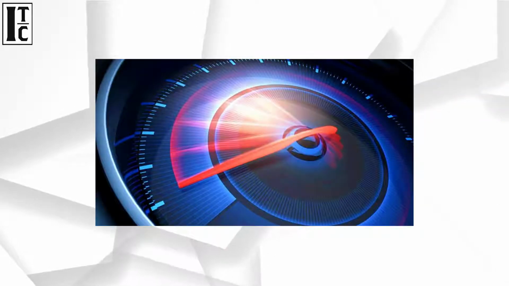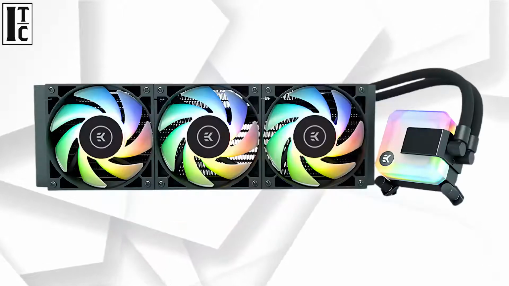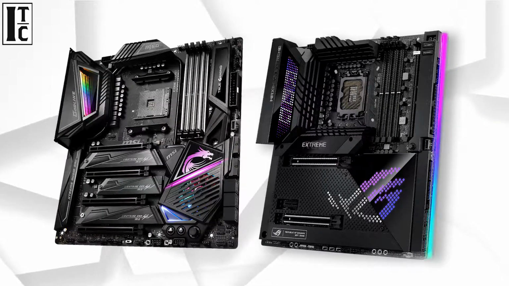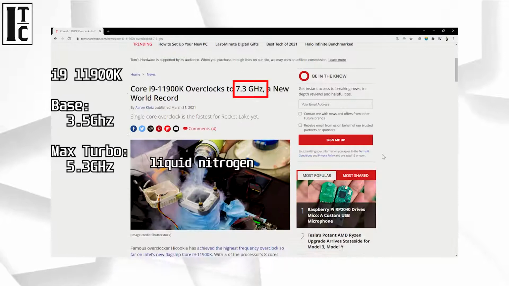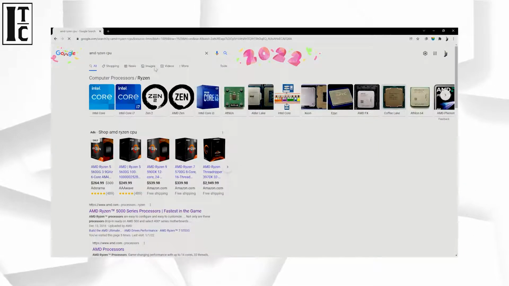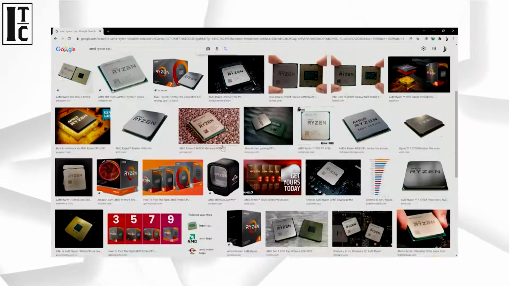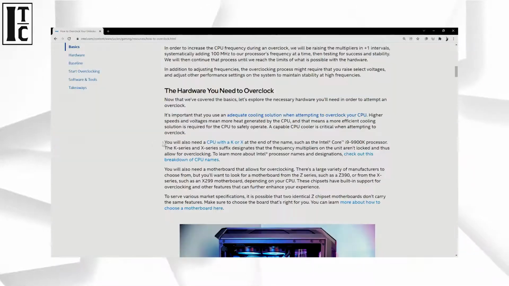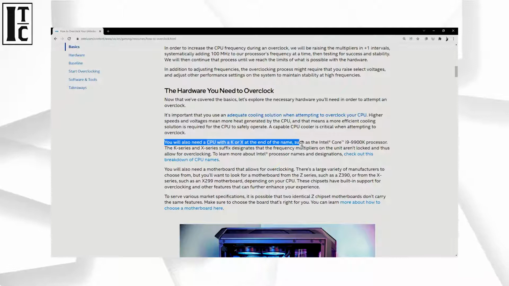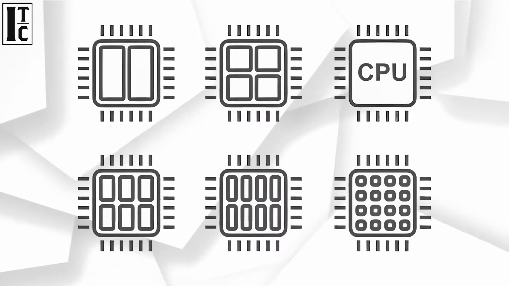A manual way to increase the clock speed of a CPU is by overclocking. Given sufficient cooling and power delivery, some CPUs can be overclocked above their typical clock speed. Not all CPUs support overclocking, though. All AMD Ryzen processors support overclocking, and only Intel Core processor models that end with a K or X can be overclocked. Moving on to cores.